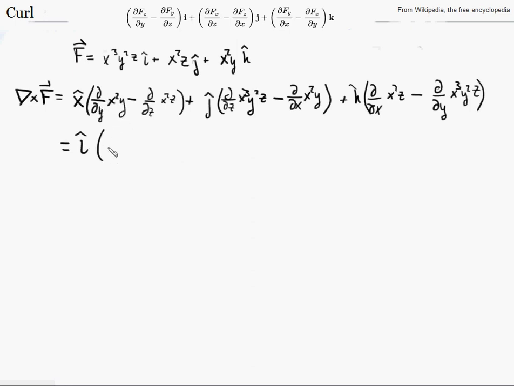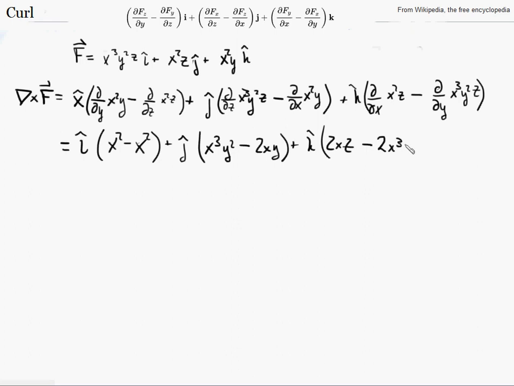So the partial with respect to y is just x squared, minus the partial with respect to z is x squared again. Z goes away. Alright, that's going to be 0 plus the j hat component. Evaluate this. Partial with respect to z, so the z just goes away. We have x cubed y squared, minus partial with respect to x, 2xy. Okay, j hat, plus the k hat component. Partial with respect to x is 2xz, minus partial with respect to y is 2x cubed yz.